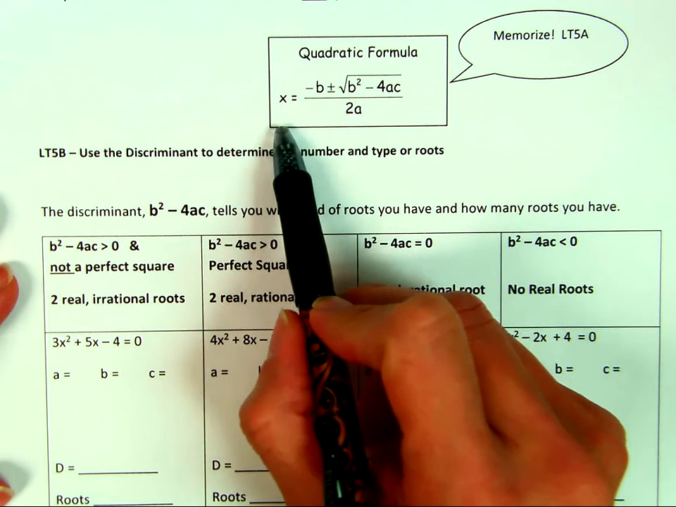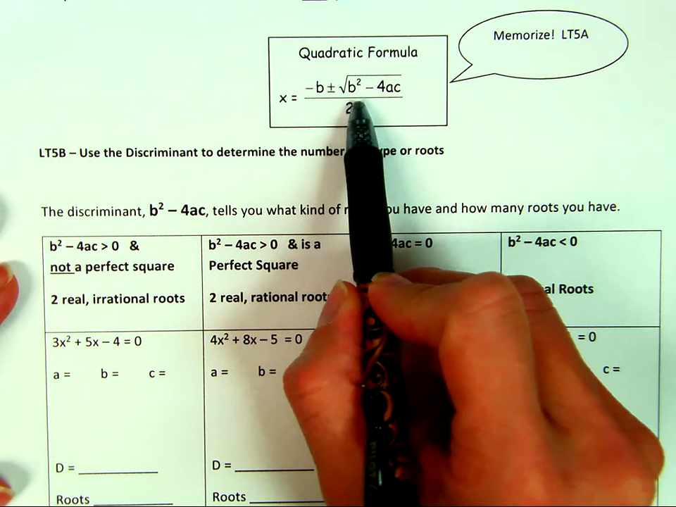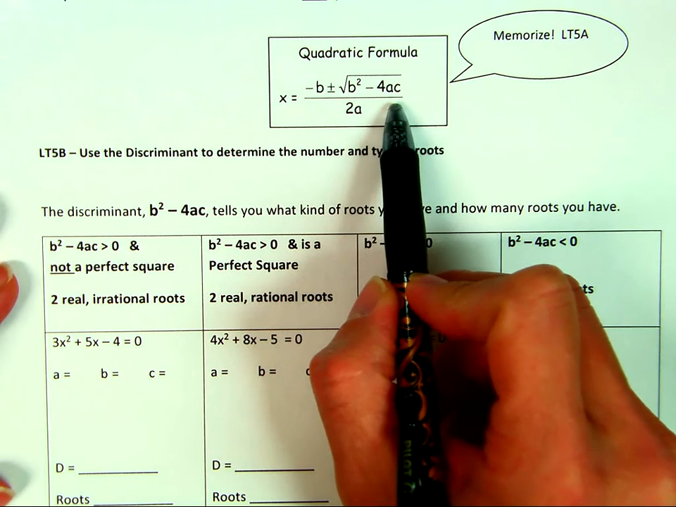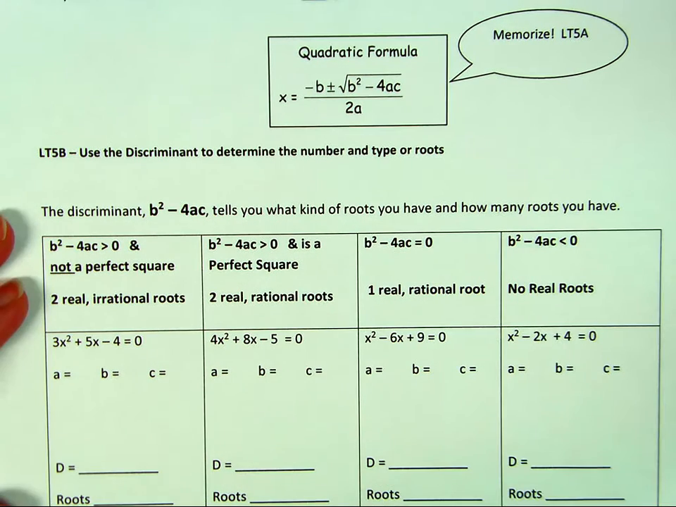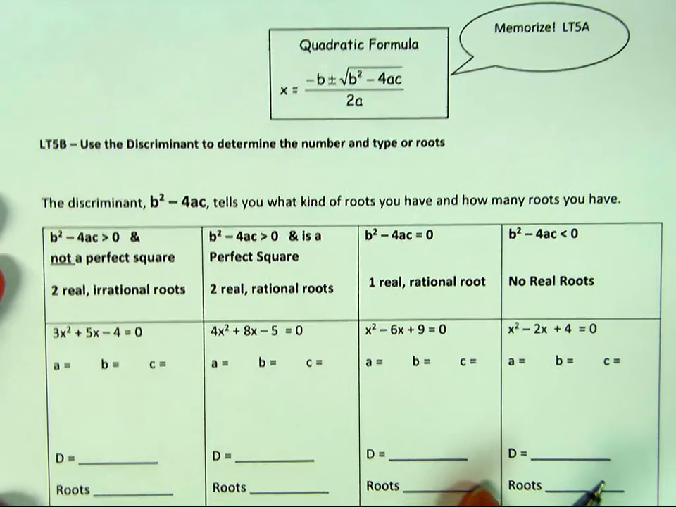x equals negative b plus or minus the square root of b squared minus 4ac all over 2a. That's my little song, so make sure you sing it lots or listen to it lots.